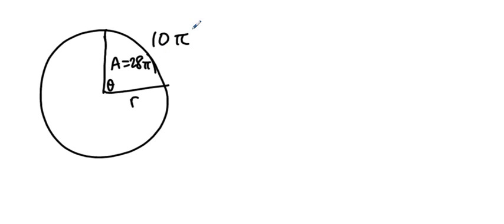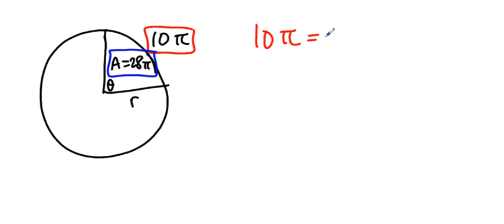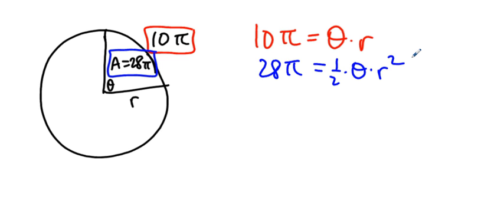Well, each of these pieces of information give us different equations. The arc length is theta times r. The area is 1/2 times theta times r squared. So the question is, how do I put those pieces of information together to get myself the value of r? So hit the pause button, think about it. No, really, hit the pause button and think about it.